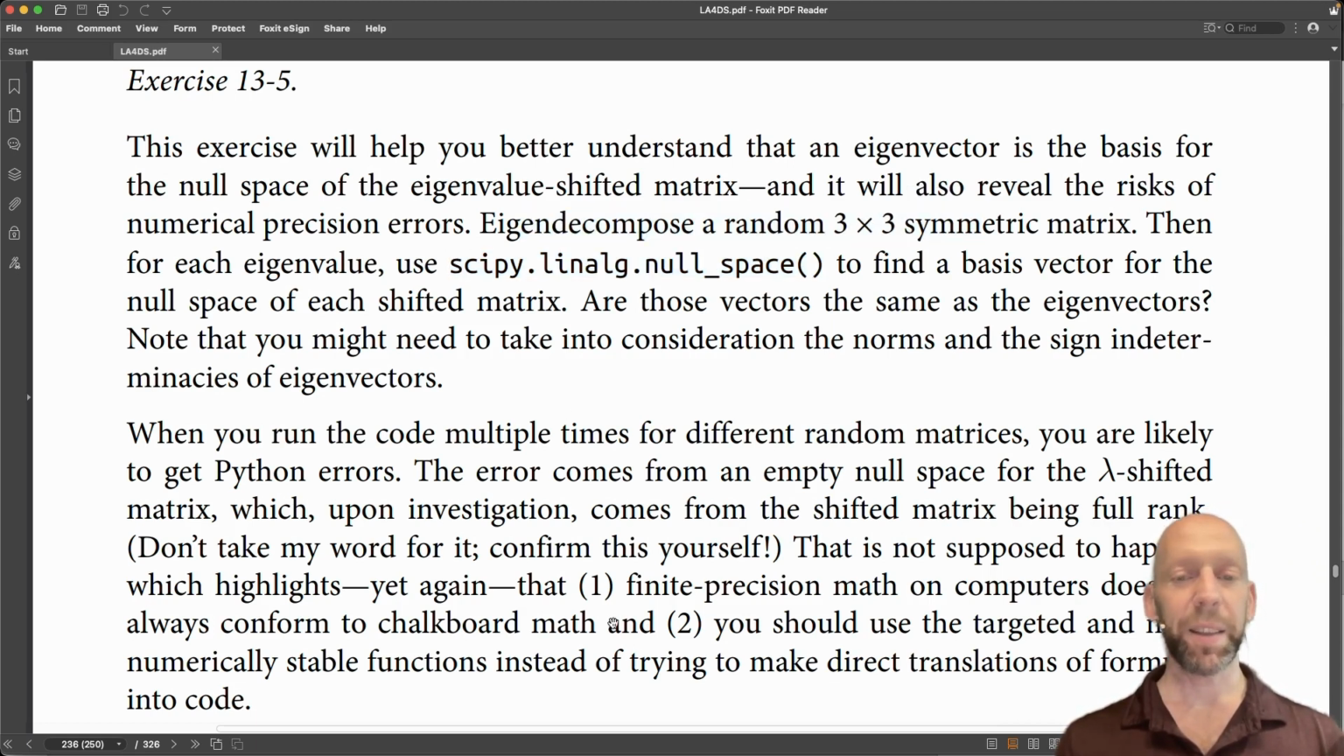And then what I explain in this paragraph is that if you run this multiple times, you're probably going to find some errors. And those errors are actually coming from the shifted matrix having an empty null space, which means that the lambda shifted matrix is still full rank, which is not supposed to happen in theory, but it can happen on computers because of rounding errors, basically. All right, so that's going to be an interesting demonstration. I'll have more to say about this stuff when I get to this in the code.